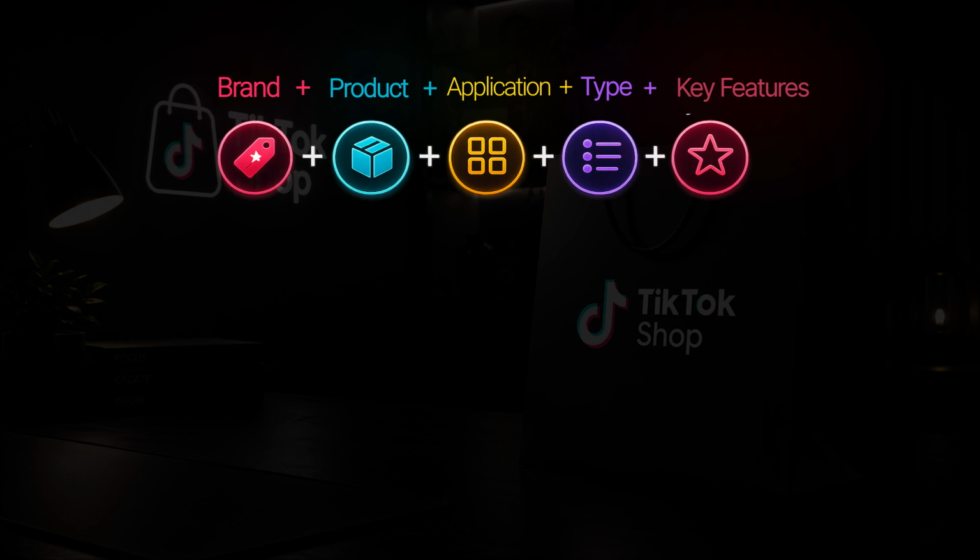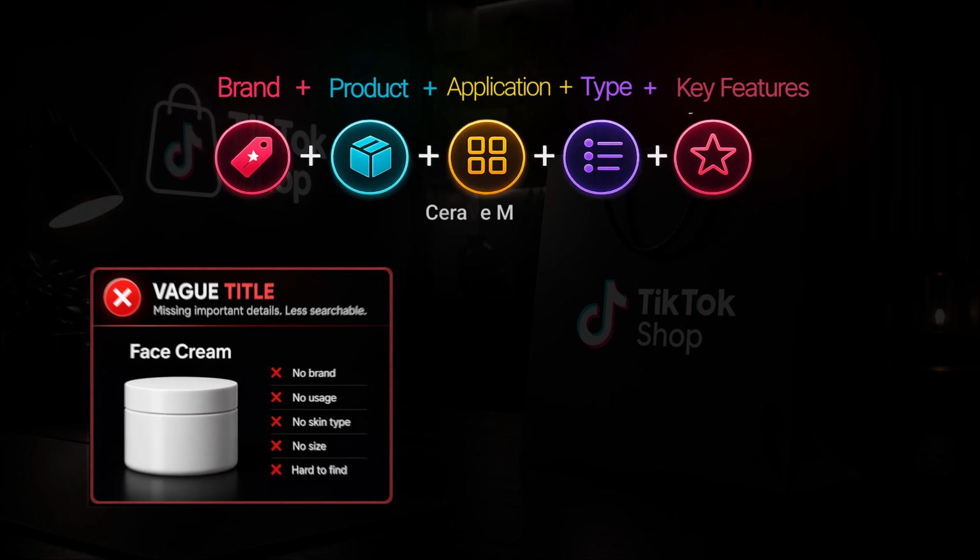Your product title is doing 2 jobs at the same time. Job 1, it tells the customer exactly what they're looking at. Job 2, it tells TikTok's algorithm where to show your product in search results and recommendation feeds. If your title fails at either of those jobs, your listing is invisible. Here's the format TikTok recommends for titles: brand plus product plus application plus type plus key features. Let me give you a real example.